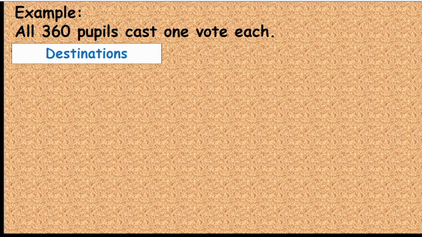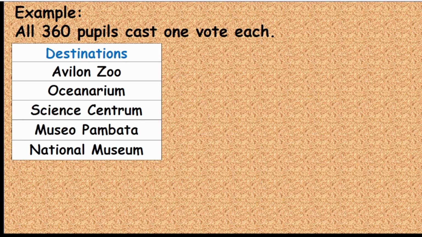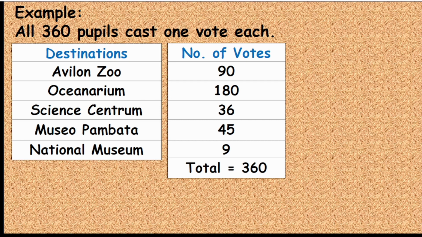Destinations: Avilon Zoo, Oceanarium, Science Centrum, Museo Pambata, and National Museum. Number of votes for Avilon Zoo, 90. For Oceanarium, 180. For Science Centrum, 36. For Museo Pambata, 45. And for National Museum, 9. A total of 360 votes. Now let's proceed to the angle sector.